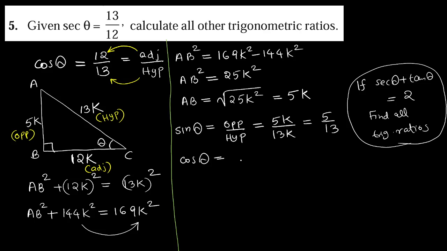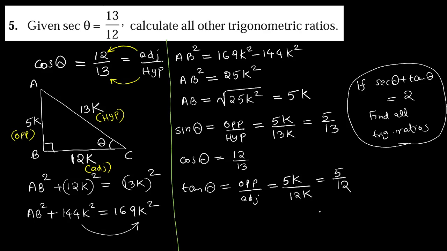Cos theta is already written. You simply copy that. Cos theta is 12 by 13. Now tan theta. The formula for tan theta is opposite side by adjacent side. Look at the diagram and substitute. Opposite side is 5k, adjacent side is 12k. K cancels. Sin, cos, tan I got.